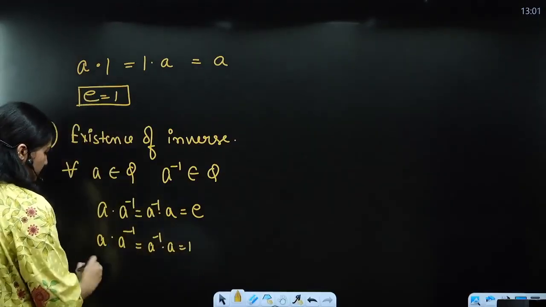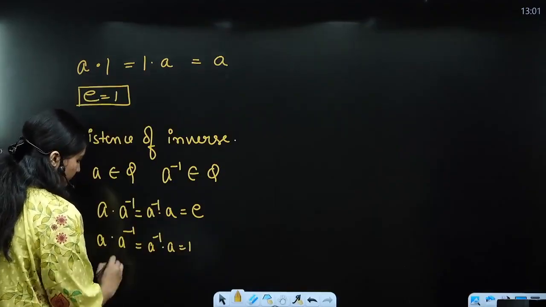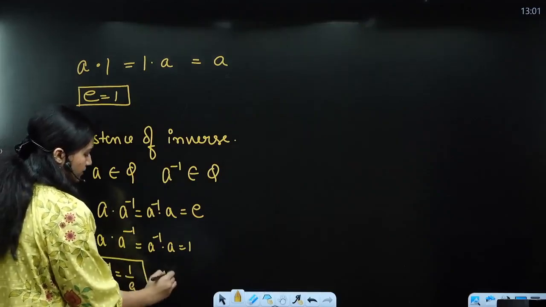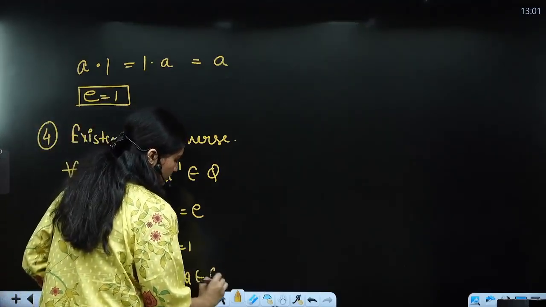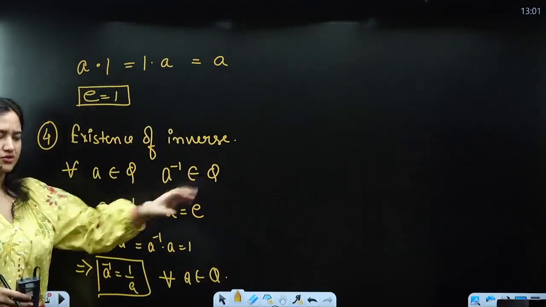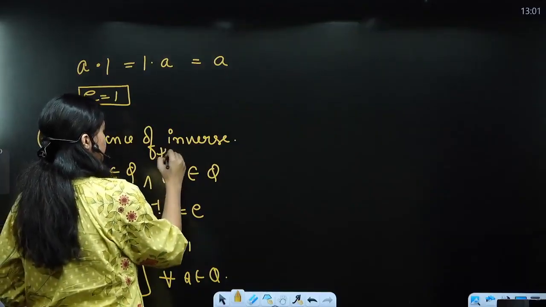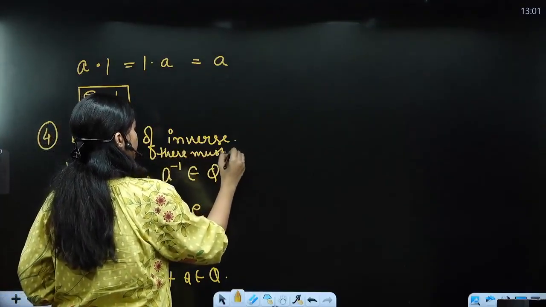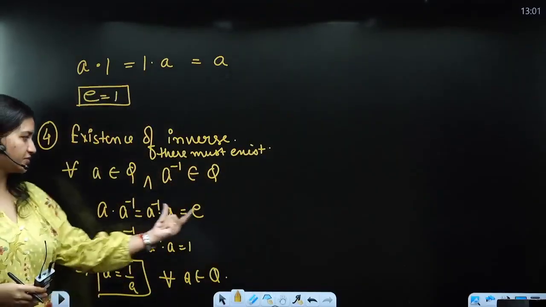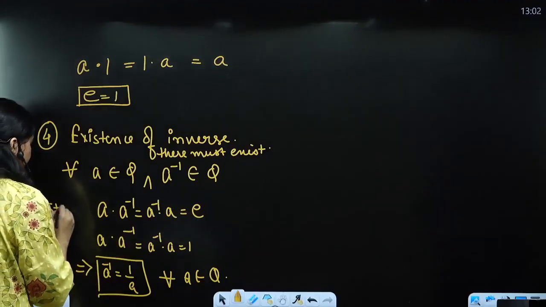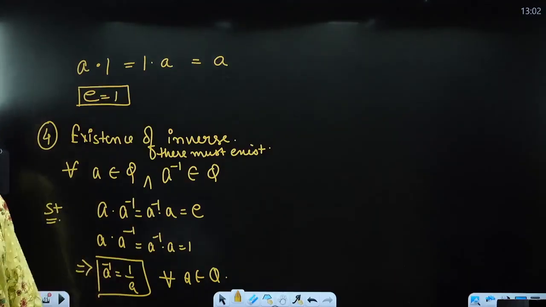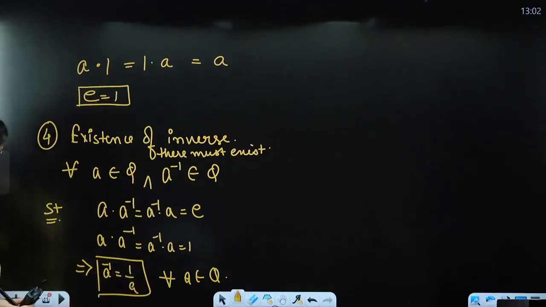So this implies that a equals a inverse equals 1 by a, right? So this is true for all a belongs to Q. Or you can write it in language form also, that for all a there must exist a inverse that belongs to Q such that this property is being satisfied, right? So you can see that for all elements this is going to be satisfied, right?